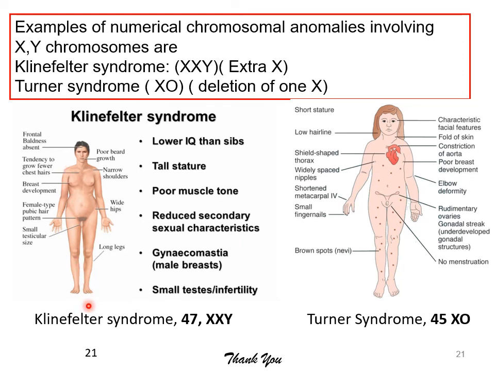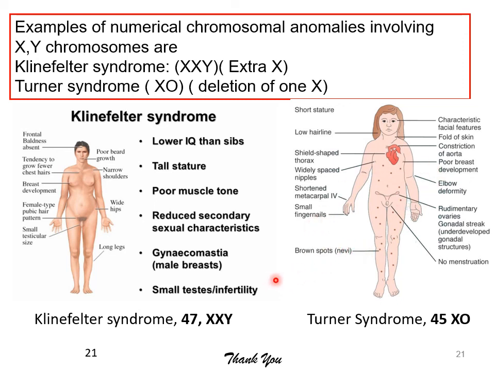Klinefelter is usually in a male, because XY is there, but an extra X is there. So it's tending towards feminine characteristics: gynecomastia, poorly developed sexual characteristics, sterility, infertility, small testes, etc. Whereas Turner syndrome usually affects a female because one X is missing, and she'll be of short stature. Again, poorly developed secondary sexual characters, streak fibrous ovaries, so she'll be sterile, and other things shown here.